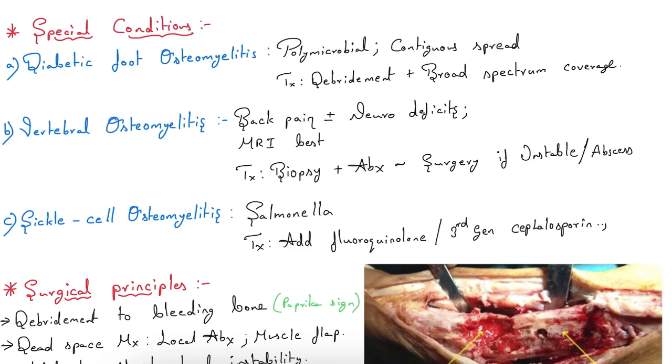Next one is vertebral osteomyelitis. I already told you, we call that Pott's syndrome or Pott's disease, that means spinal TB. In vertebral osteomyelitis we can see in the patient back pain with or without a neuro deficit, and we can see some MRI. MRI is the very best option to diagnose. For treatment we have to do a biopsy to rule out malignancy, start antibiotics, and do surgery if the patient is unstable or if the patient has an abscess.